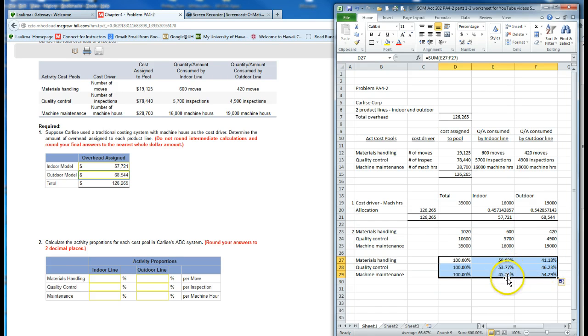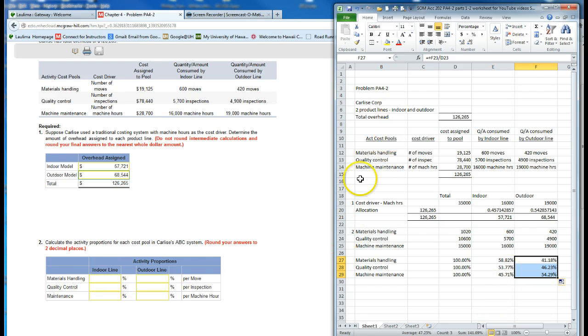So for machine maintenance, for instance, based on machine hours, indoor has 45.71% of the total, and outdoor has 54.29% of the total, which seems to make sense, right? 16,000, 19,000. Outdoor is a little higher percentage, and so forth. So I think if we were to simply drop these percentages in here, and we have rounded to 2 decimal places, I think we should be okay.